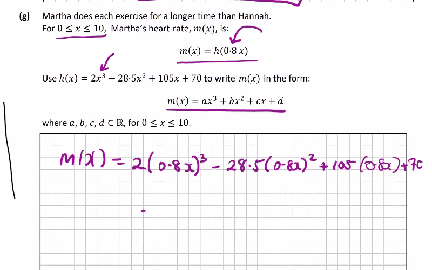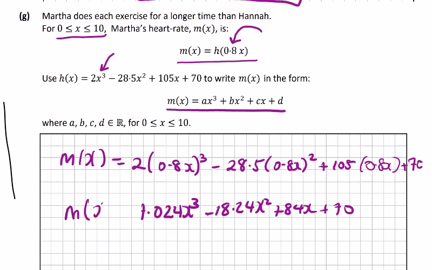So typing these into a calculator, 0.8 cubed times 2 gives 1.024x cubed, minus 18.24x squared, plus 84x, since that's just 21 less than 105, plus 70. That is going to be the function m of x. And that concludes question 7.